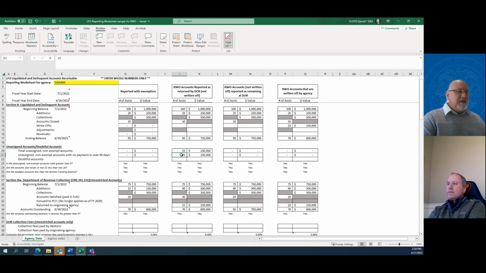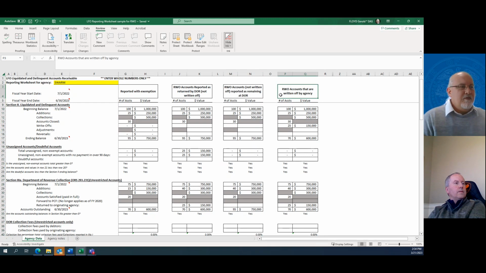So I think in the past, in the pre-centralization model, when accounts were canceled by DOR, the reporting has taken that same approach and said, oh, it's RWO at DOR, so I need to remove it from my section 3A balance. But it was creating this unassigned value, even though the accounts were still technically at DOR. That's why the recommendation is to report it this way, until such point as you actually write it off.